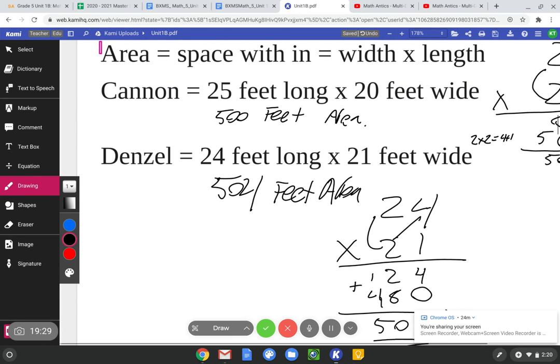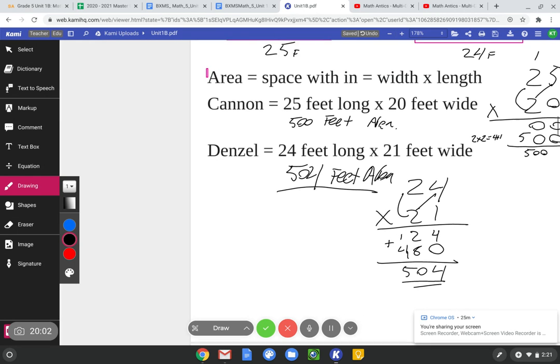So, even though there was a foot difference, look here, Cannon's was a foot bigger in length, and Denzel's was a foot bigger in width. So you would think, oh, well, they each have one that's larger, so it evens out. Nope. Look, we know now that Denzel's rug estimation was larger than Cannon's.